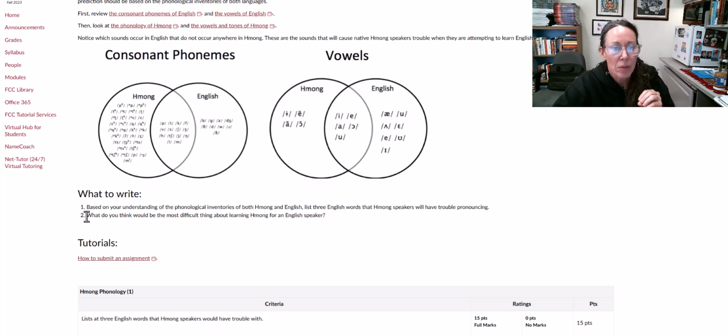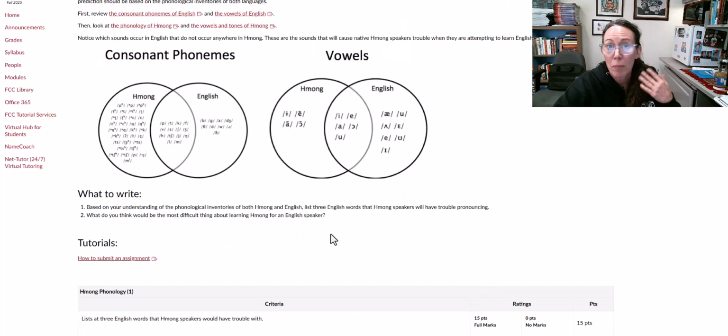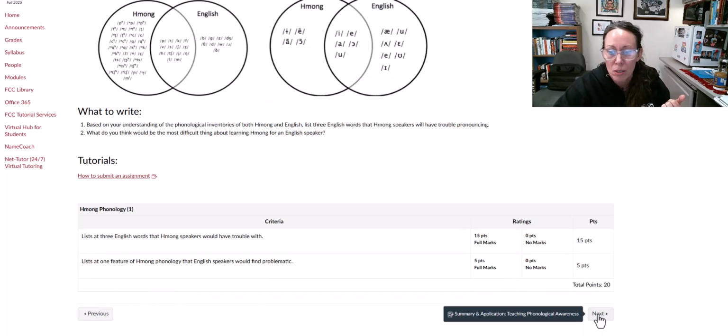And then the second thing is, based on what you've read about Hmong phonology at these links, or maybe what you know about it personally, what do you think is going to be the most difficult thing about learning Hmong for an English speaker? There's really no right or wrong answer to this one, but there is one pretty obvious answer that most students put as their answer for that one.